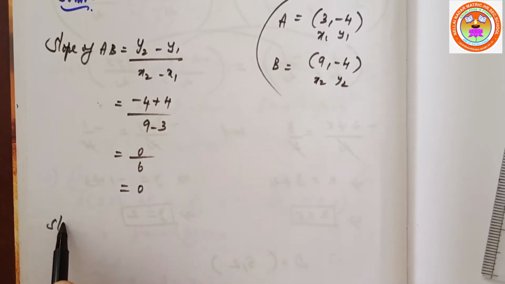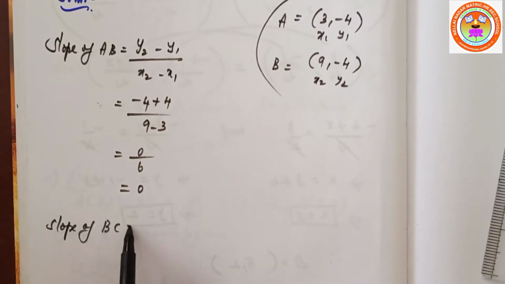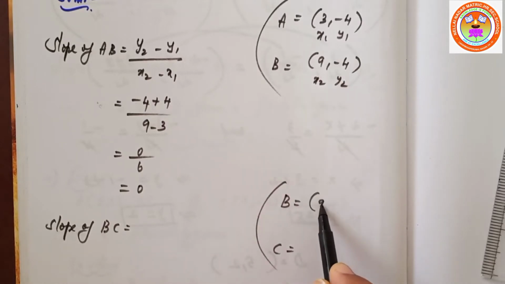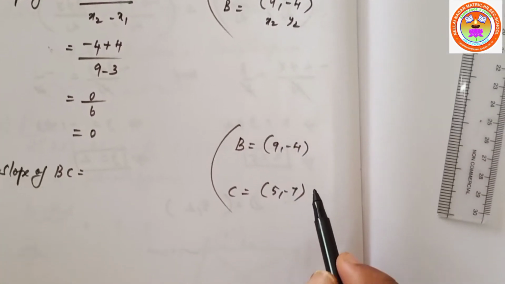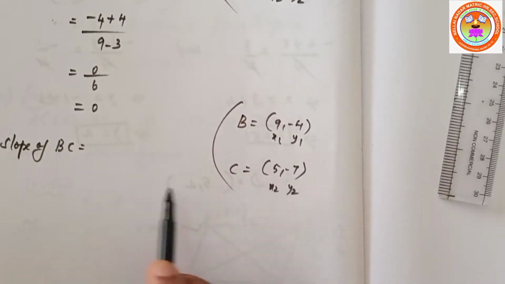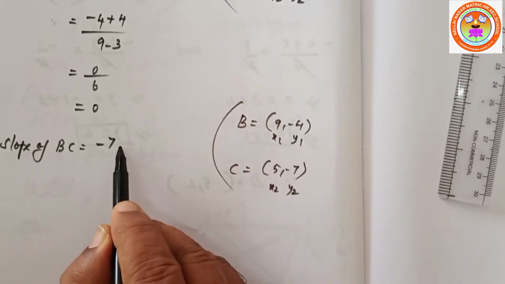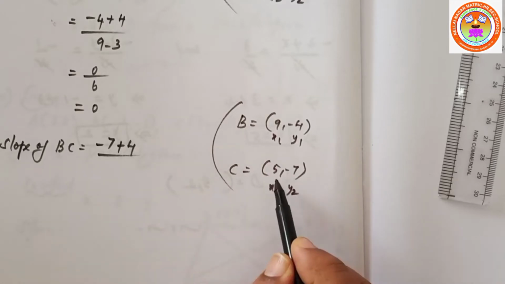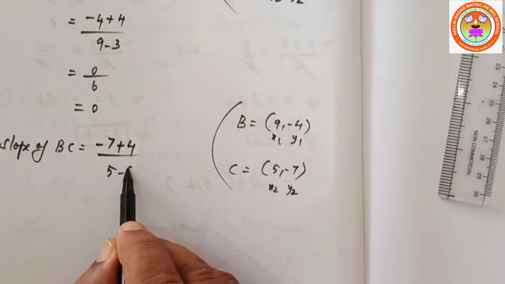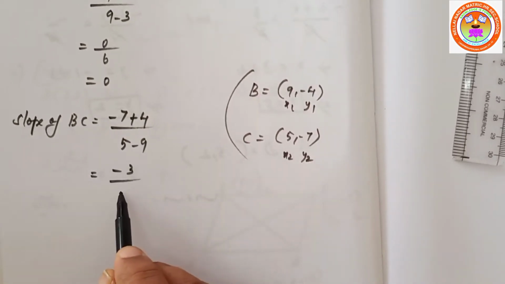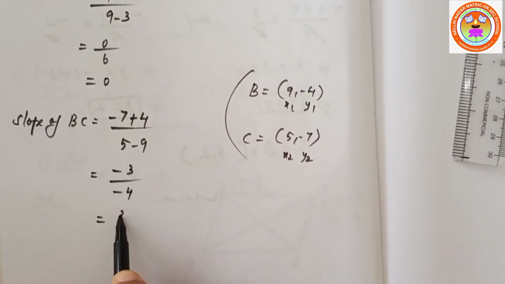Now slope of BC. Same formula. Write the points B and C. B is (9, -4), it is given, and C is (5, -7). Consider them as x1, y1, x2, y2. y2 minus y1: y2 is minus 7, minus y1 that is minus 4, minus into minus plus 4, divided by x2 minus x1 that is 5 minus 9. Minus 7 plus 4 is equal to minus 3, divided by 5 minus 9 that is minus 4. Minus minus get cancelled, 3 by 4.